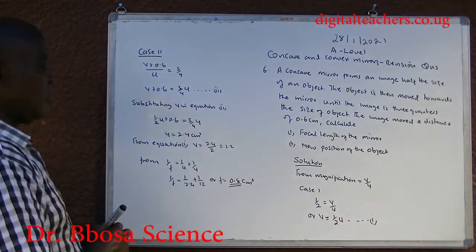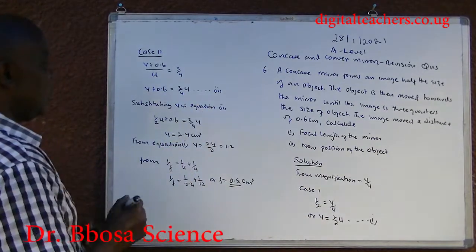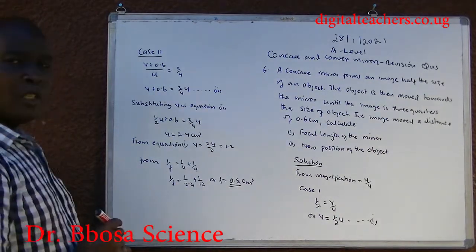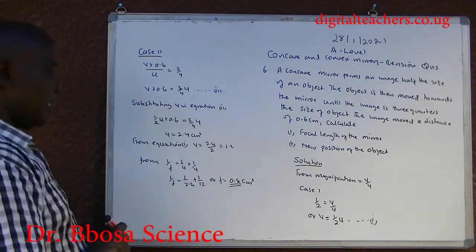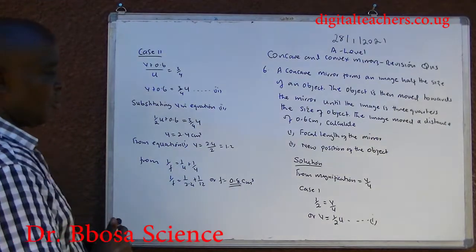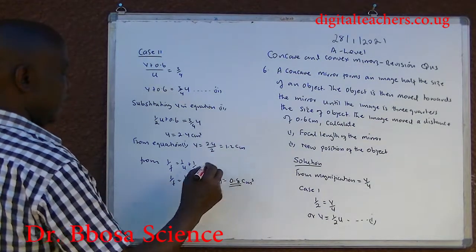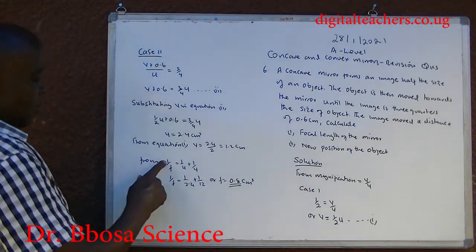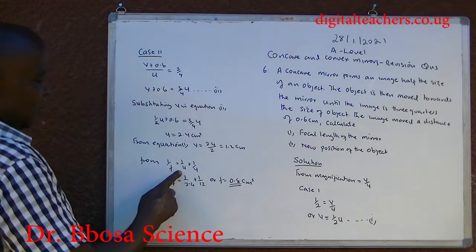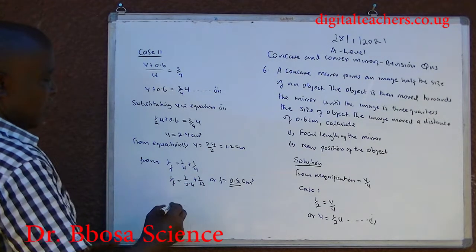This is equation 2. So substituting V in equation 2, then a half U plus 0.6 is equal to 3/4 U. U will be equal to 2.4. From equation 1, V will be equal to U over 2, which is equal to 1.2 centimeters. From 1 over f is equal to 1 over u plus 1 over v, 1 over f is equal to 1 over 2.4 plus 1 over 1.2.